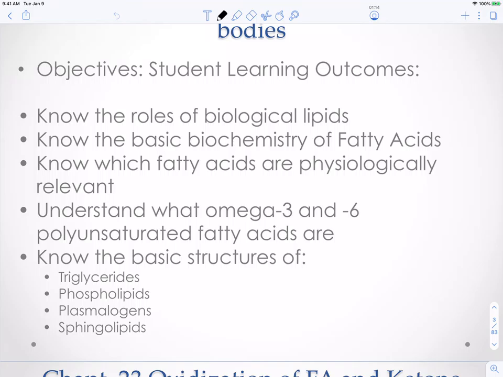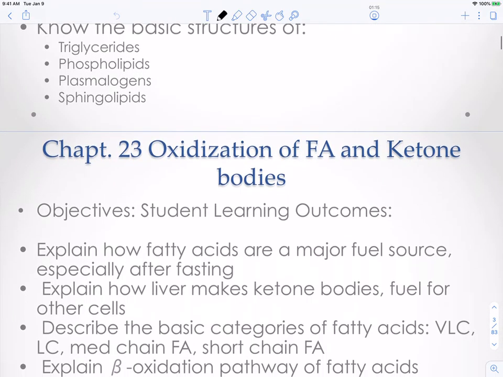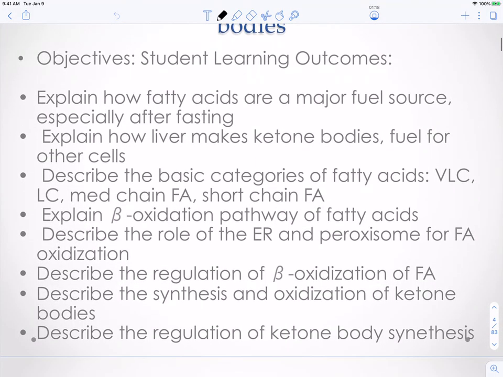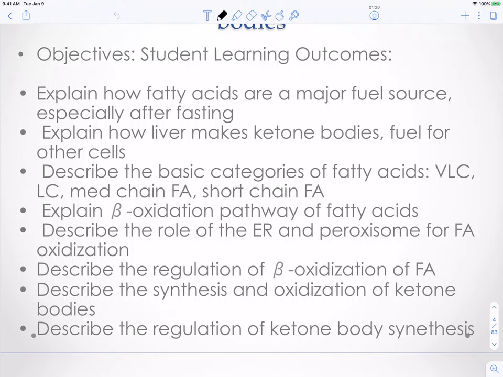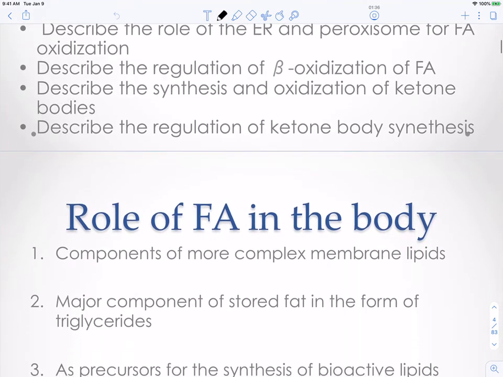We'll talk about some basic structures of fats, and then we'll talk about oxidation of fats, how we break them down and generate energy from them. We'll also talk about liver making ketone bodies and releasing ketone bodies. And then we will finalize everything with describing the regulation of all these processes.